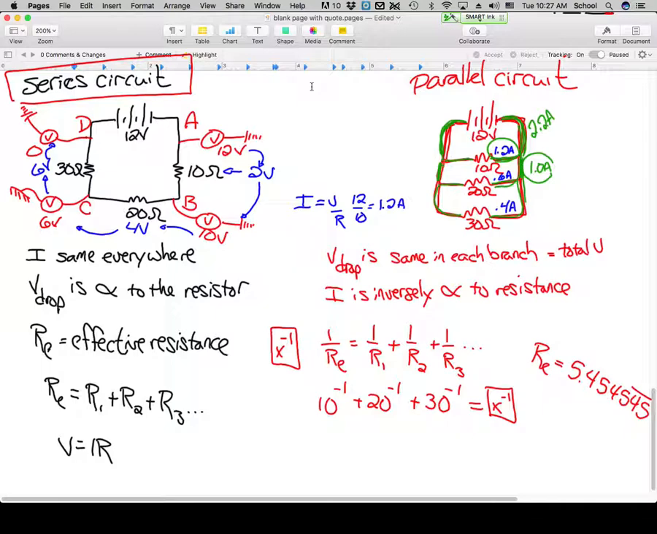So if we take the total voltage and we divide it by the total current, we should get what the total resistance is, right? So if I take 12 over 2.2, that gives me 5.45454545. So you can either figure it out the hard way or you can figure it out the 1 over x way, and it comes out the same way. And that's a good way to double check yourself and make sure that those work out the way that they should work out.